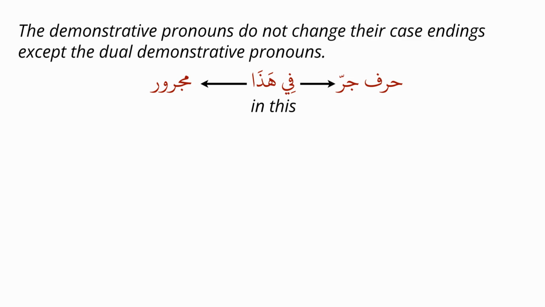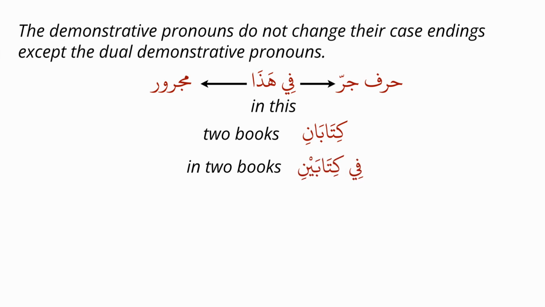Okay? And when we have a dual demonstrative pronoun preceded by a حرف جر, it changes its case just like all other dual nouns. For example, if we have a noun kitaban meaning 2 books, and if I have to say in 2 books, I say fi kitabaini, where the noun kitabain is majroor and it is indicated by the letter ya. I have explained this in detail in one of my previous lessons.